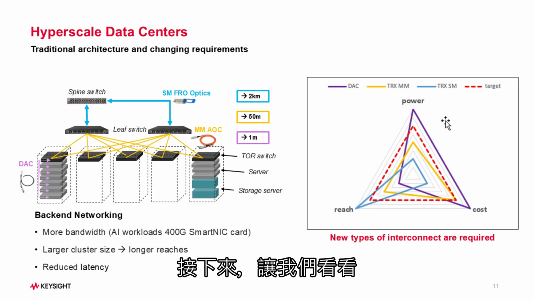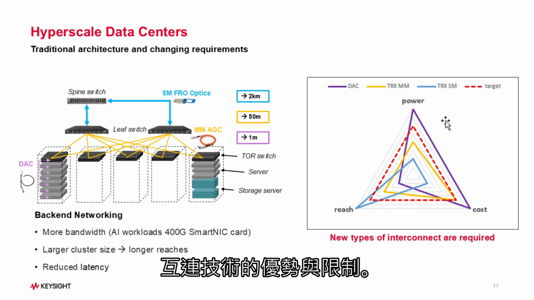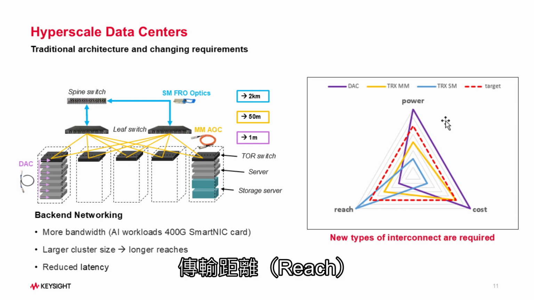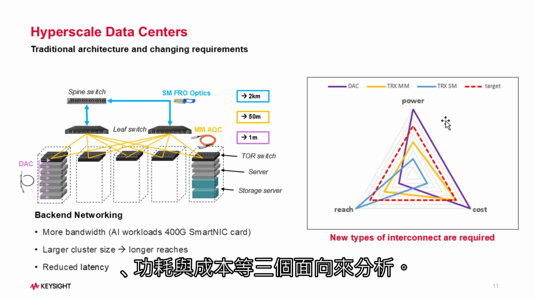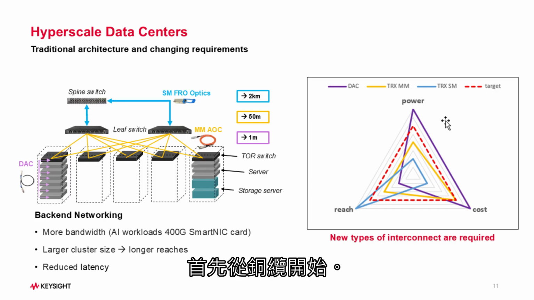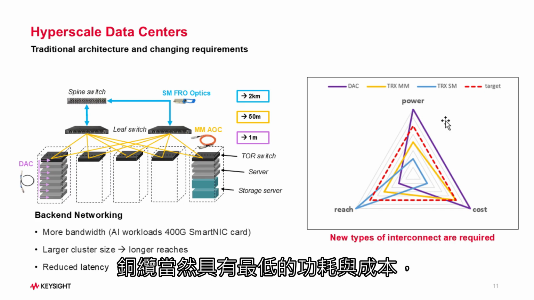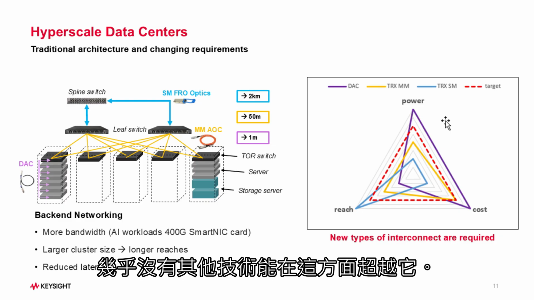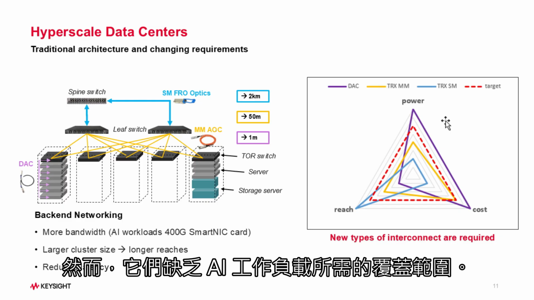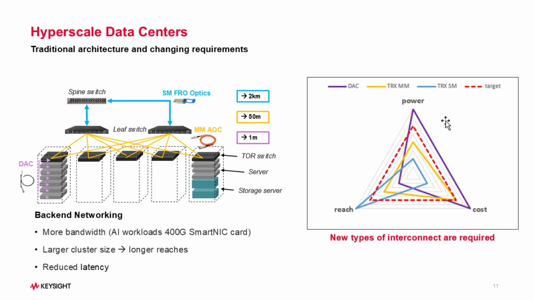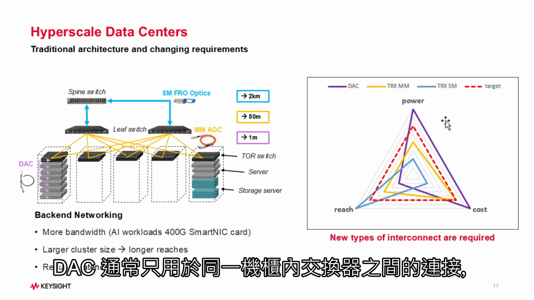So let's take a look at the strengths and weaknesses of each of the existing interconnect technologies. And we're going to take a look at these interconnect technologies from the lens of reach, power, and cost. And we'll start with copper cables. Copper cables, of course, have the lowest power and cost. Nothing comes close to copper. However, they lack the reach required for AI workloads. As you can see in this graphic, DACs are typically used to connect switches within one rack.